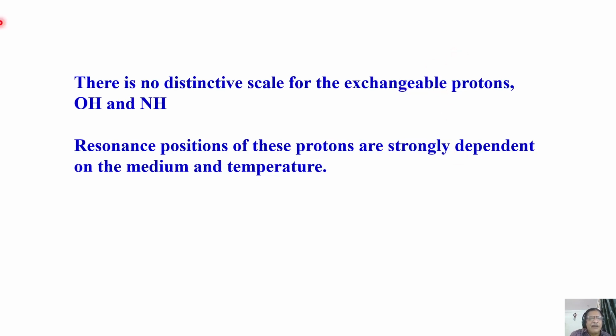But if you ask me, where does the OH peak come in my molecule, or I have an NH proton in my molecule, where does that NH peak come? I cannot tell you offhand. There is no distinctive scale for these, which are called exchangeable protons. For this type of exchangeable protons, there is no preferred region of observation. It can move anywhere in the spectrum depending upon the type of interaction. Okay, this is very important and we should remember that.